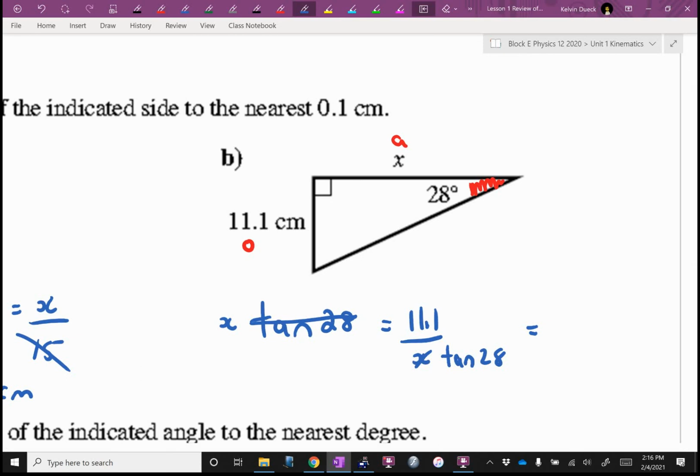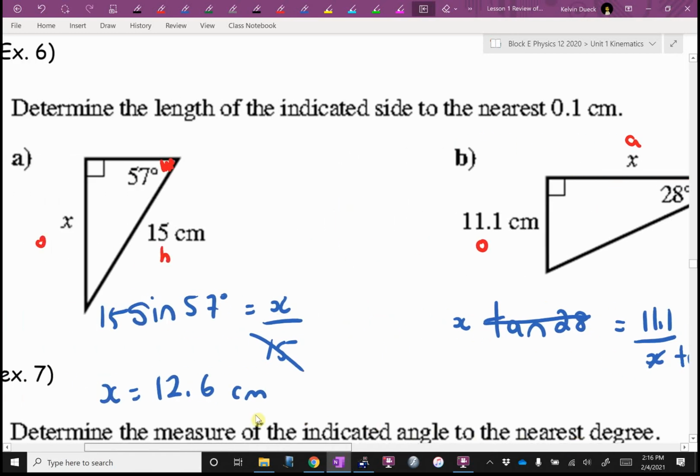What do you get? 20.9 units? Centimeters. And that looks about right. That side looks roughly twice as long as the 11.1 if I eyeball it. So I figured something like 20, 21, 22. Okay.